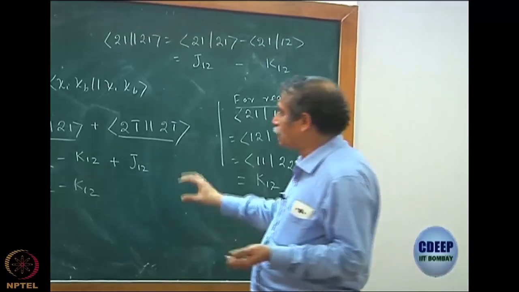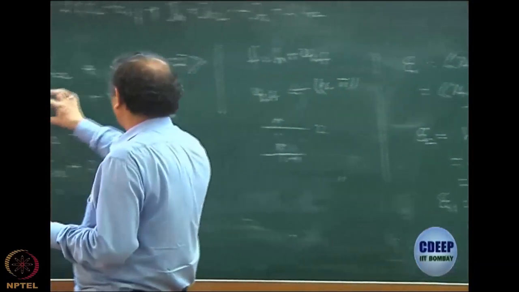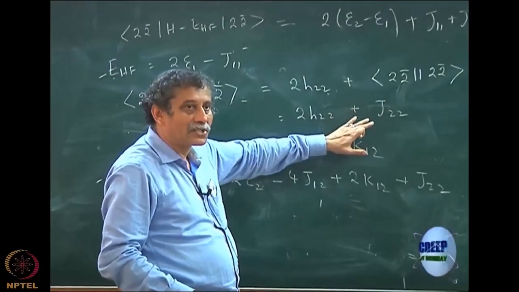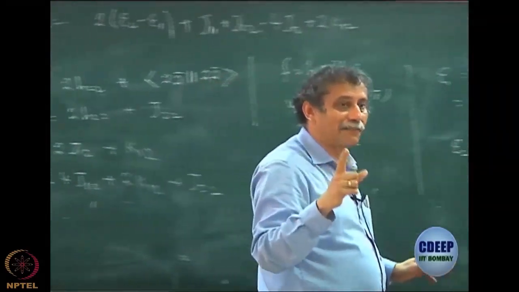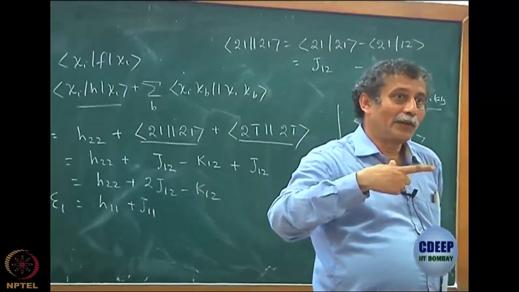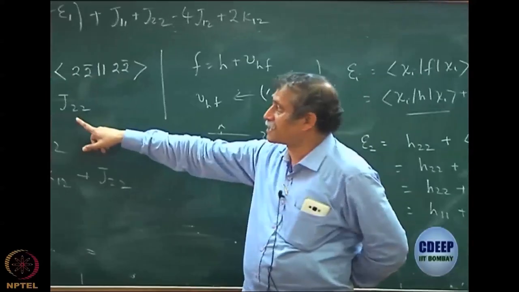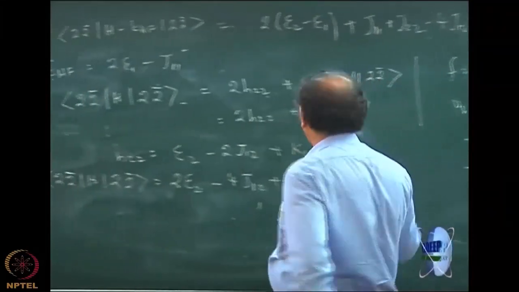So the key thing is to write this properly, and then also write this properly. This is easy actually. If you write it in terms of H and J, then you don't make a mistake. If you write in terms of epsilon, there is a tendency of making mistakes, because epsilon is defined in terms of the Fock operator, which includes only occupied orbitals, whereas this expression is a generic expression. So if you write in terms of H, there is no error.